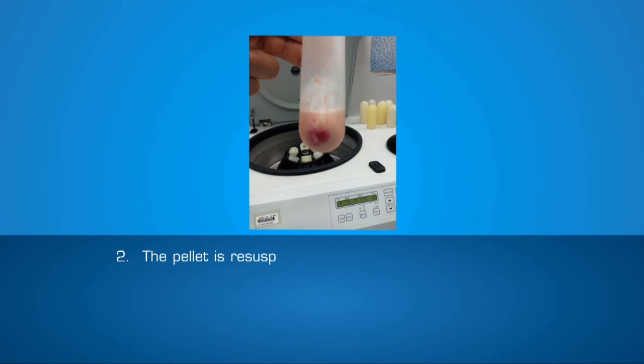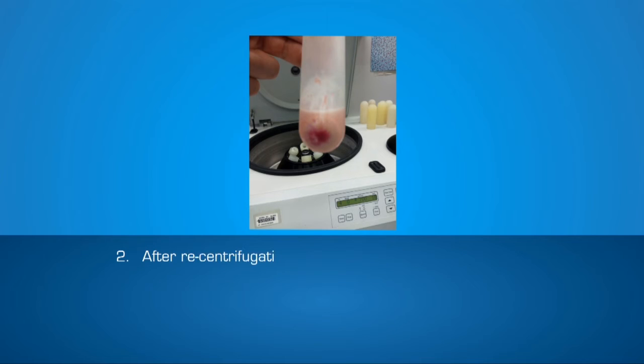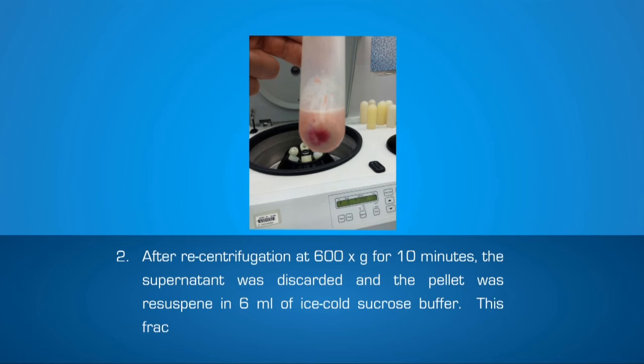Secondly, the pellet is resuspended in the centrifuge tube using 20 ml of sucrose buffer by gently agitating with a Pasteur pipette. After recentrifugation at 600 G for 10 minutes, the supernatant was discarded and the pellet was resuspended in 6 ml of ice-cold sucrose buffer. This fraction is the nuclear fraction.